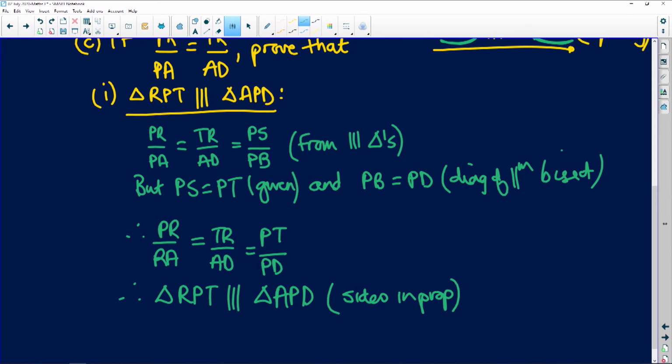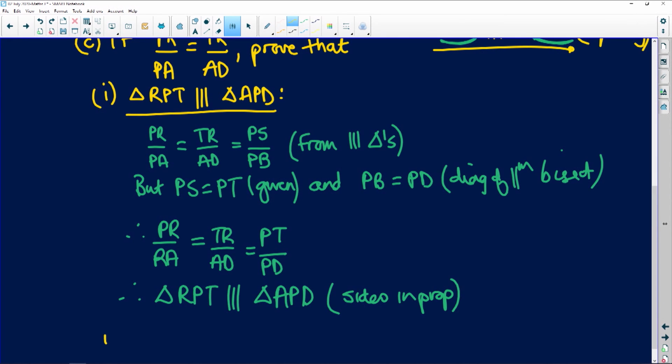Now, this was difficult in the sense that you work with similarity most of the times by working with angles that are equal to each other. Here, we worked with a proportion. The proportions are in place, hence the triangles were indeed similar.